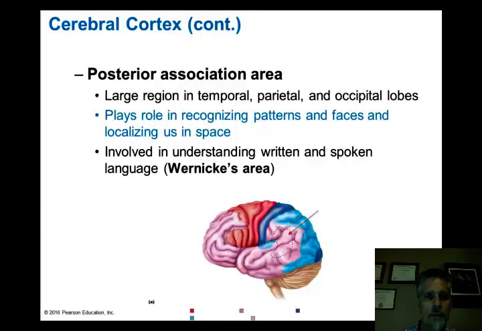There's a posterior association area that we see over here, associated with the temporal lobe and the parietal lobes. And this one, like we said, is about recognizing things, and also localizing us relative to those other things. And then there's another very interesting one called Wernicke's area. Wernicke's area is located on the lateral side, and it allows us to understand communication.